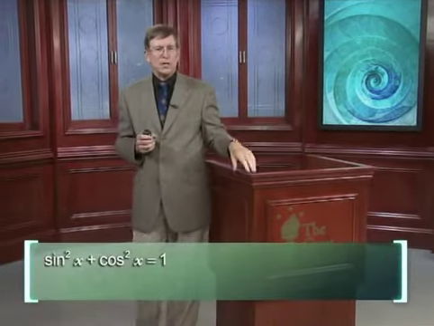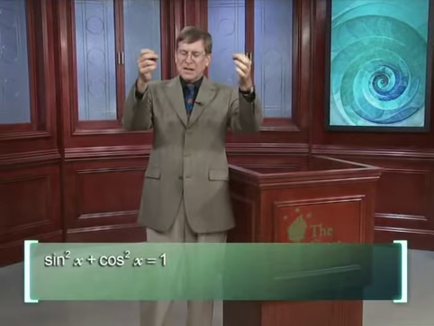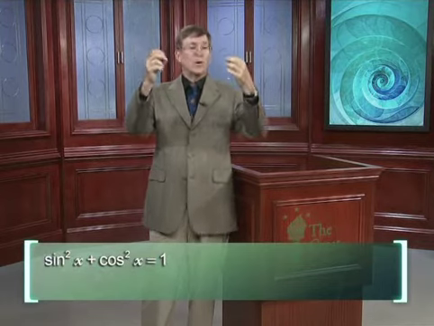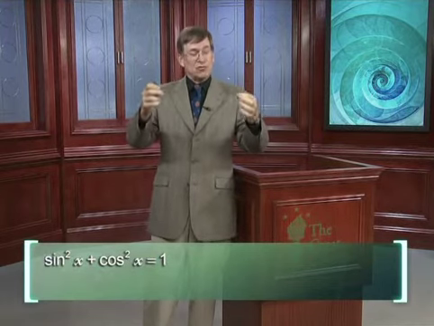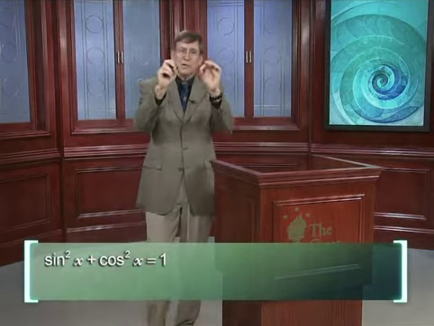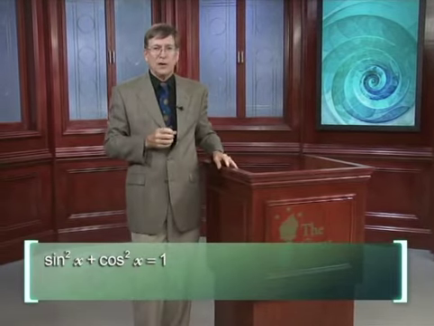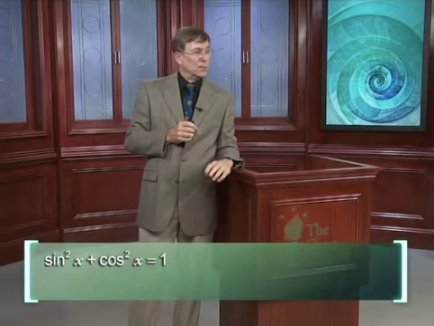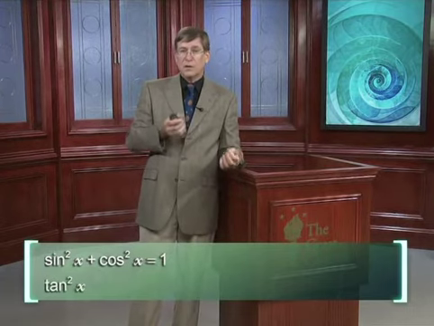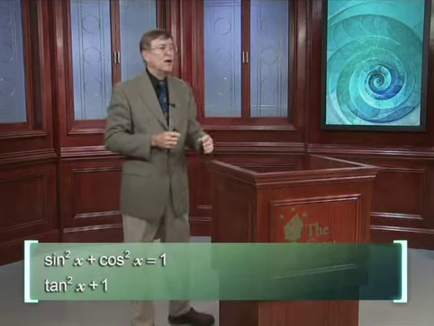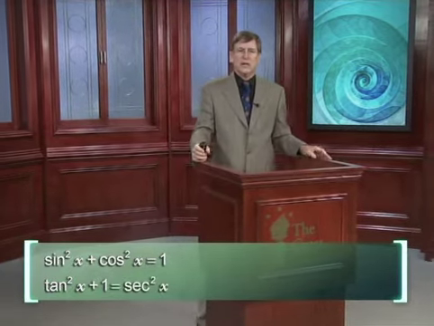What's going on? Well, let me show you. Remember our identity, sine squared plus cosine squared equals 1. This identity, if you divide both sides by cosine squared, gives rise to another very important trig identity. So take sine squared plus cosine squared equal to 1 and divide both sides by cosine squared. The first term becomes sine squared over cosine squared, which is tangent squared. Cosine squared over cosine squared is 1, and the other side is 1 over cosine squared, which is secant squared.